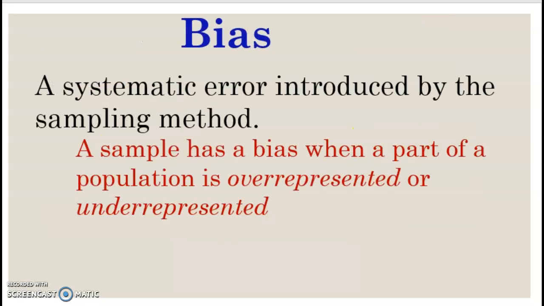Bias, a systematic error introduced by the sampling method. A sample has a bias when a part of the population is overrepresented or underrepresented. I know you heard about this during the election. You hear about it every time we have an election. And they start getting polls out and they'll start saying, well, they oversampled Democrats in this, so it tends to be that the Democrat's going to win. Or they oversampled Republicans in this case, and it tends to be that the Republicans are going to win.